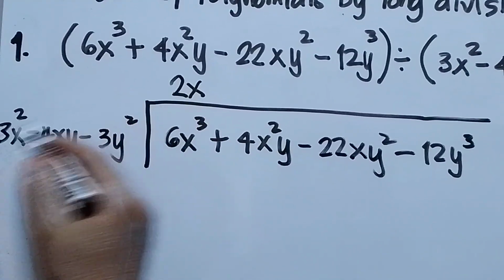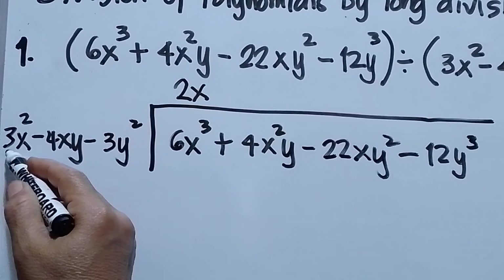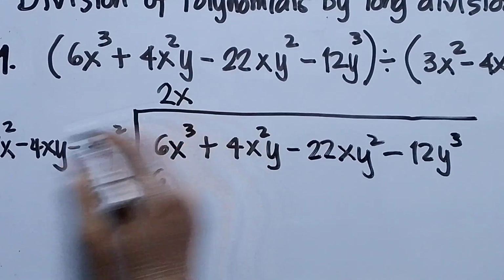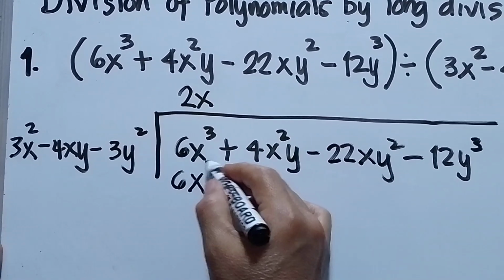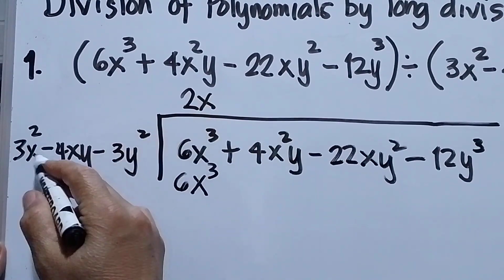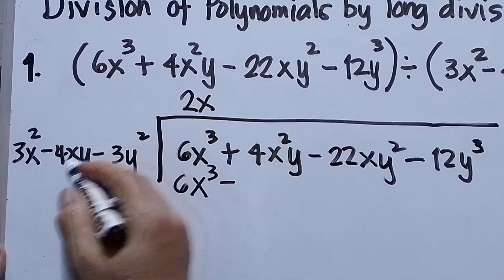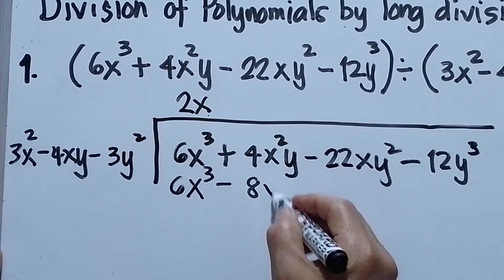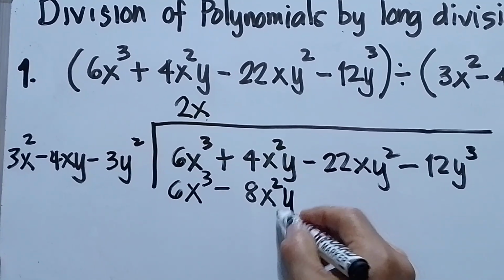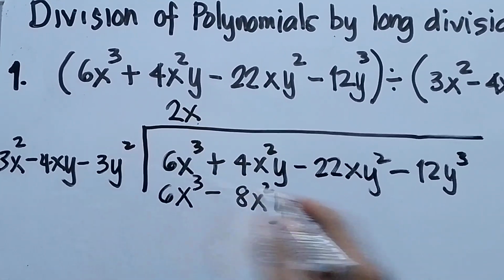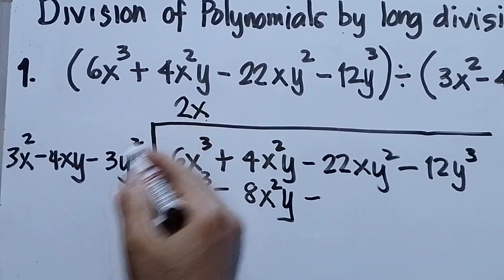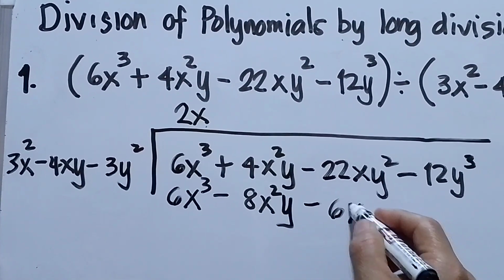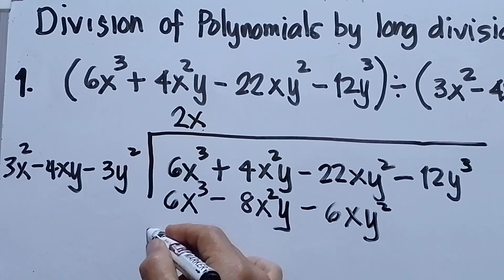Multiply to the divisor. So 2x times 3x squared. 2 times 3 will be 6. x times x squared will be x cubed. Next is positive times negative is negative. 2x times 4xy. 2 times 4 is 8. x times x is x squared, and then copy y. Then the last one is positive times negative is negative. 2x times 3y squared. 2 times 3 is 6. Then copy x, and then copy y squared.